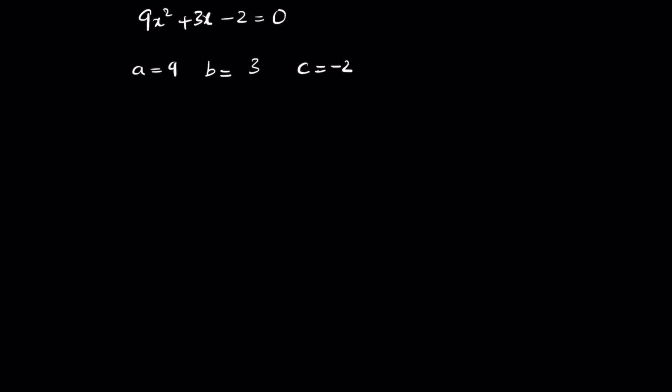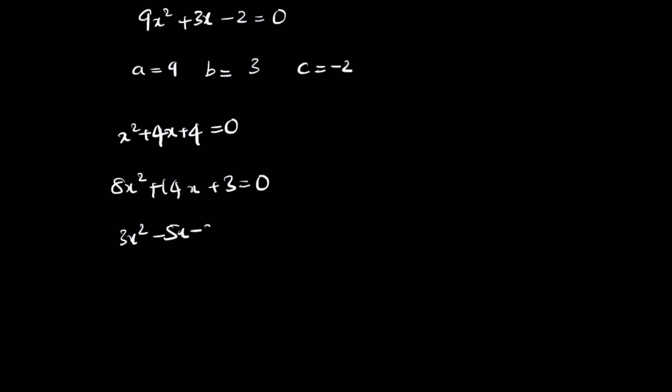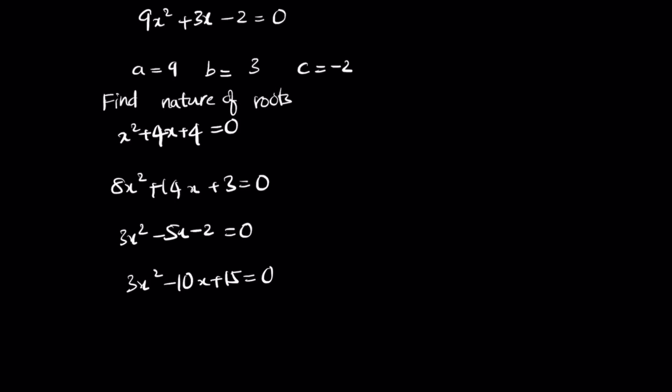So let me give you some more problems for practice. So you have x squared plus 4x plus 4 equals 0, 8x squared plus 14x plus 3 equals 0, 3x squared minus 5x minus 2 equals 0, and 3x squared minus 10x plus 15 equals 0. So first find the nature of the roots and also find the roots themselves. Right, so pause the video right here and try to solve these problems.